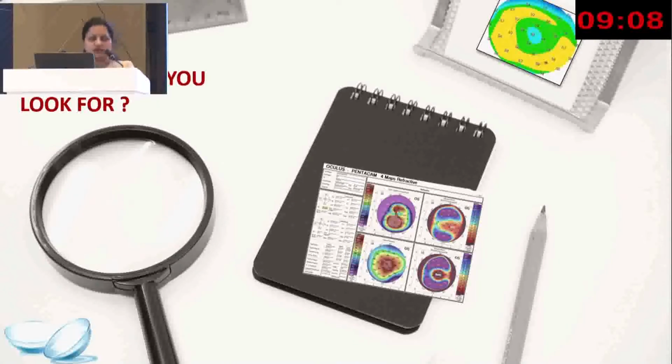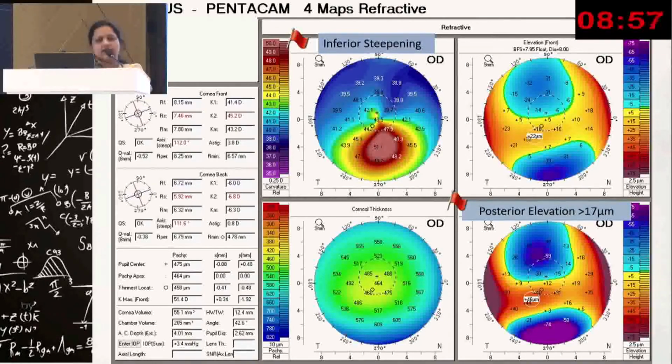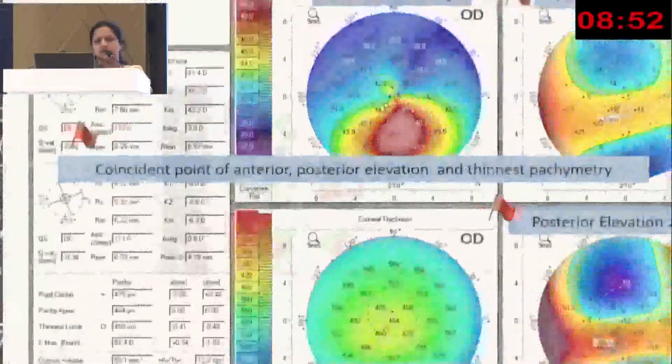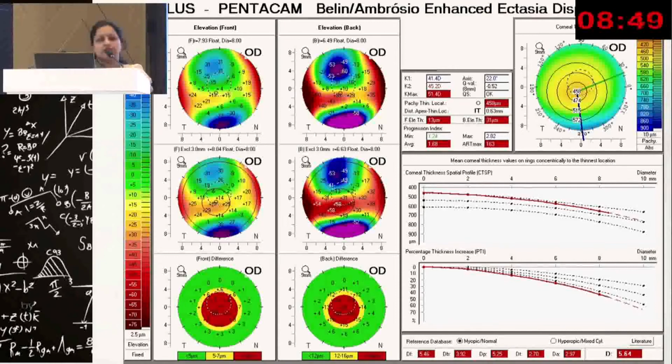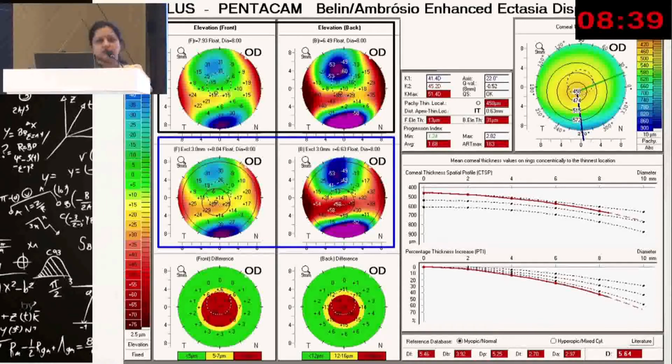What should we look for? Initially, I shall tell a few basic points about the Pentacam. That is the inferior steepening, posterior elevation of more than 17 microns, and anterior elevation of more than 12 microns. Coming to the Belin-Ambrosio display, the first two maps show us the anterior and the posterior elevation, which is based on the best fit sphere. The second two maps show us the enhanced best fit sphere, the elevation based on that. And the last two maps show us the difference between these two.